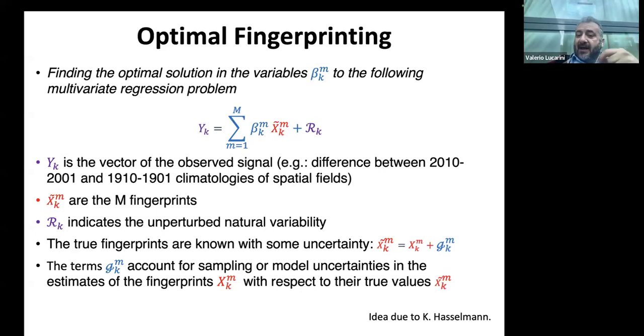Remember, the X_m are the fingerprints and are constructed as ensemble averages of model response to individual forcing. So I take a model, I have a reference state, I apply the forcing, I repeat this many times, and I get an average signal of the forcing. This is a quantity that lives in the ensemble averages, whereas Y is a quantity that lives in the individual trajectory. So there must be a natural variability, this r_k, which links the two. Remember, optimal fingerprinting always relies on a model, that is X_m tilde, and the observed signal, that is Y_k. So there is always a matching of data and model. This is very important, okay?